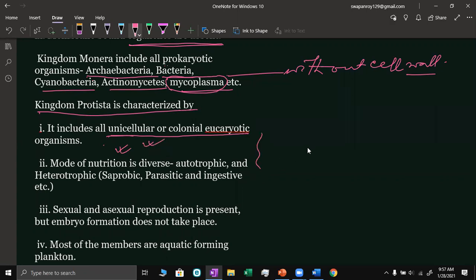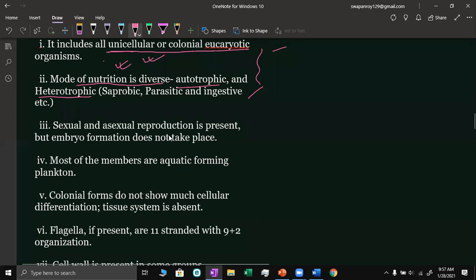So this group becomes a mixture, where we can see that the unicellular organisms, some are plants, some are animals, some are photosynthetic, non-photosynthetic. So this is a mixture, diverse, based on the nutrition. Autotrophs and heterotrophs both are included here. Sexual reproduction, of course, is present. Sexual and asexual reproductions are there, but in this group embryo formation does not take place.